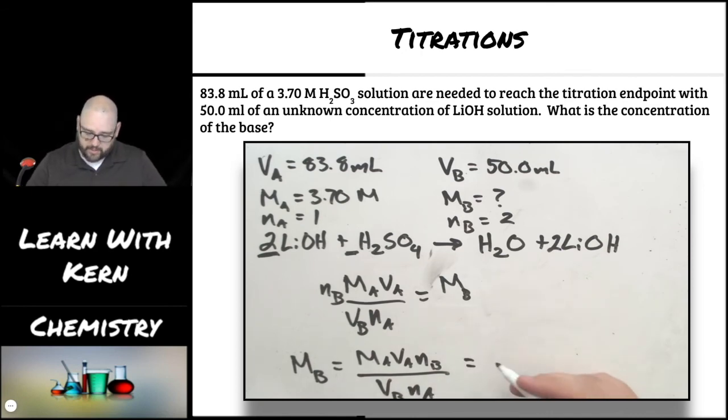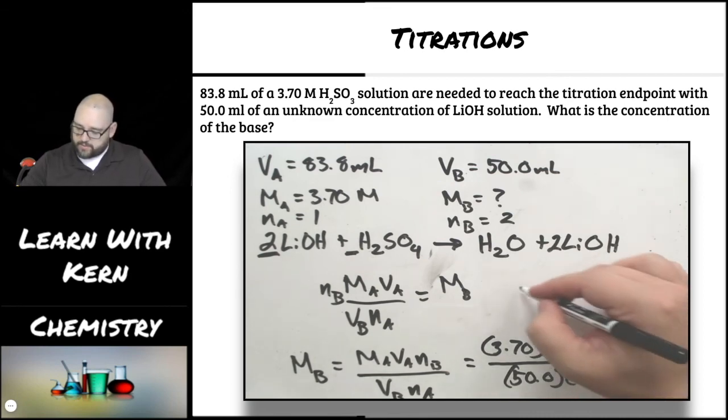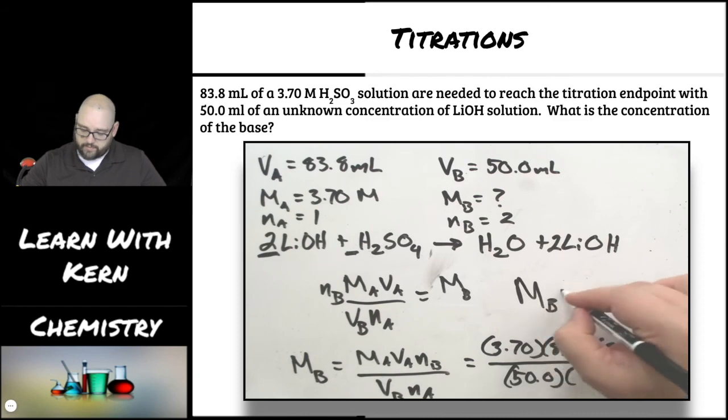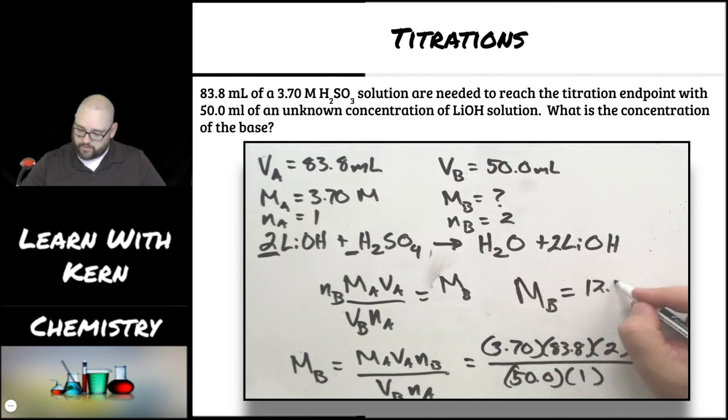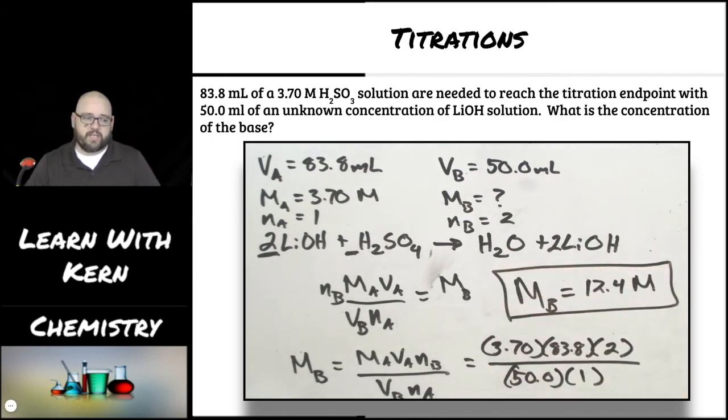So if I plug in my numbers, that gives me 3.70 times 83.8 times 2 divided by 50.0 times 1. And I multiply all that out, and I get an answer of MB is equal to 12.4 molar. So the concentration of my base is 12.4 molar. So this is the process of doing a titration.